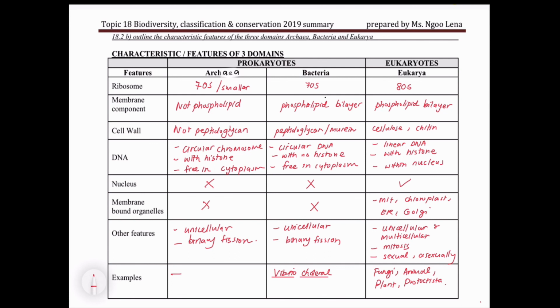So examples will be extremophiles. Sometimes we call them thermophiles, where the organisms actually stay in extremely high temperatures.